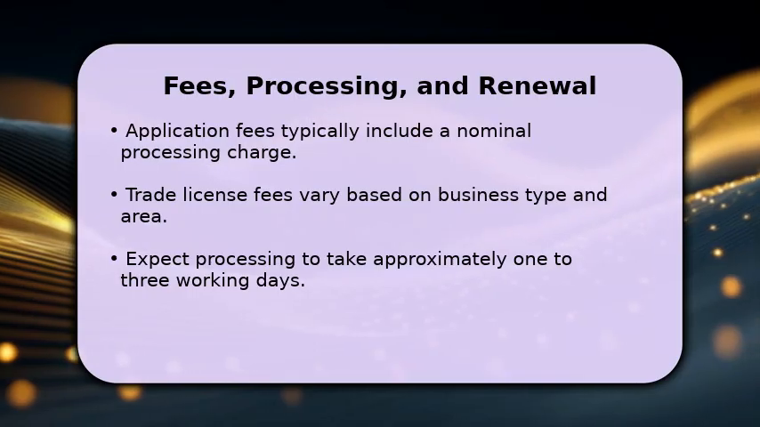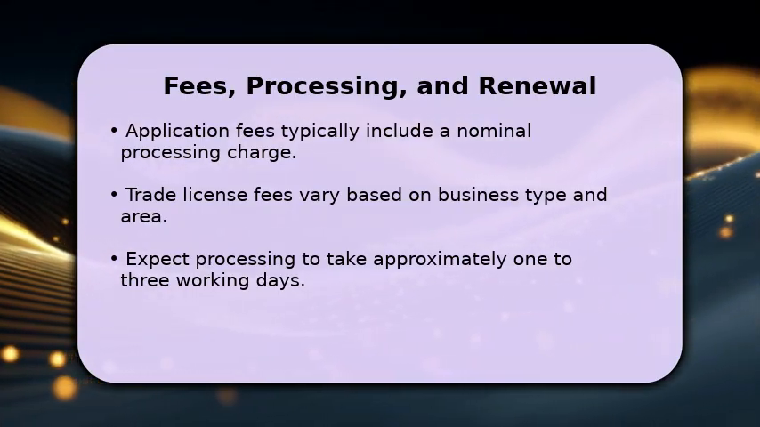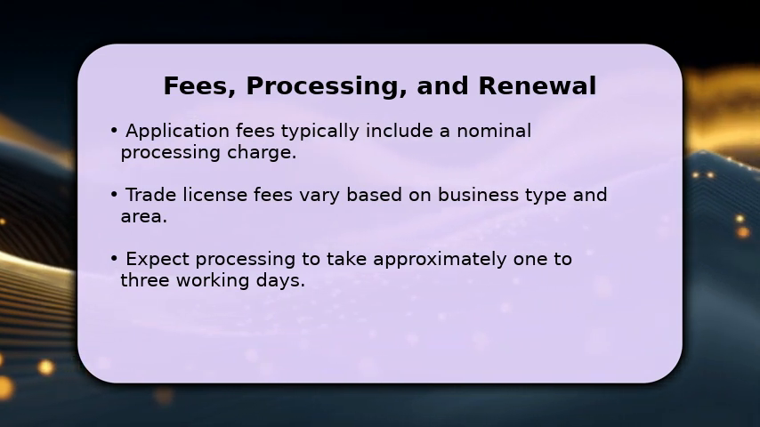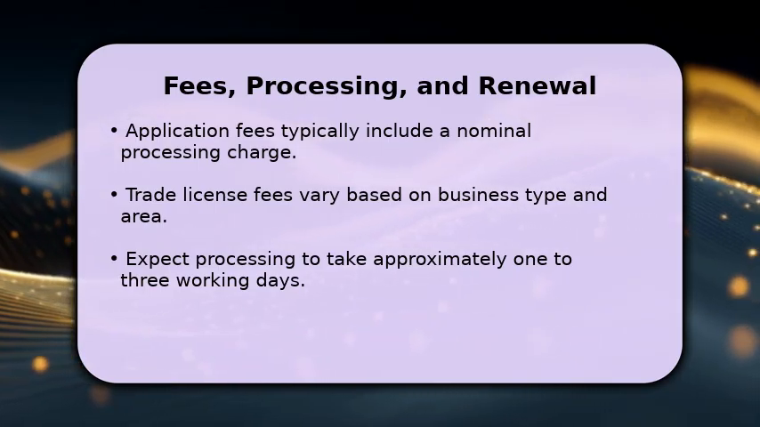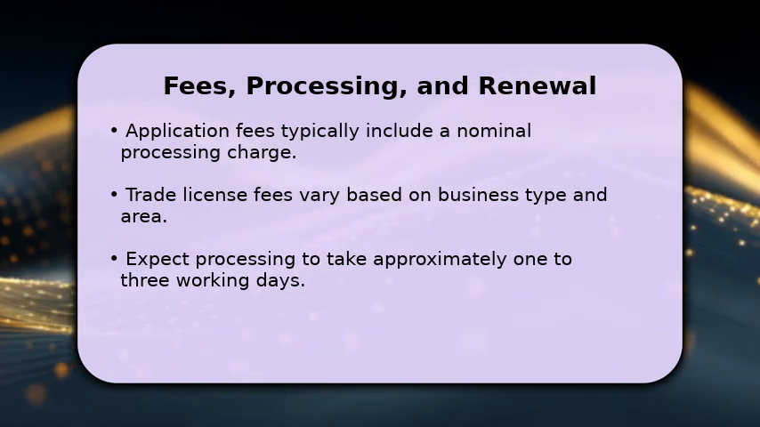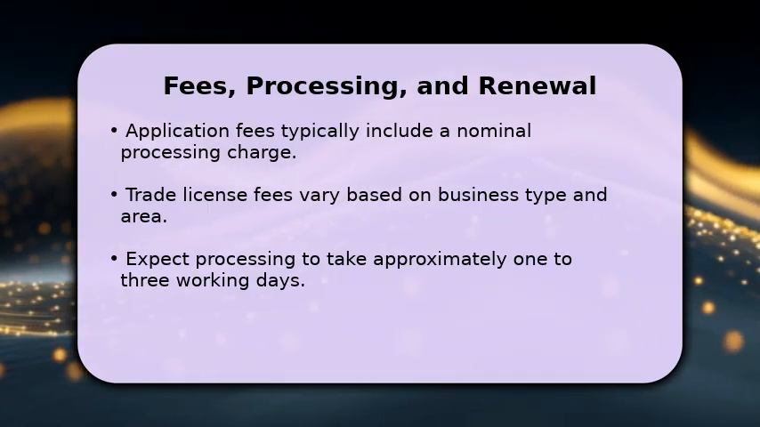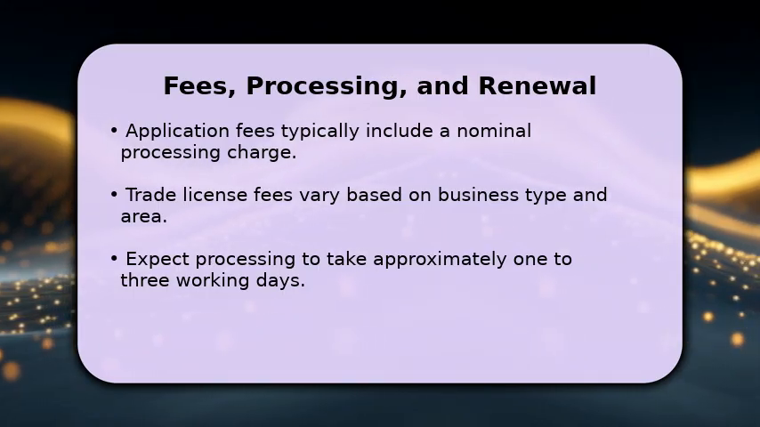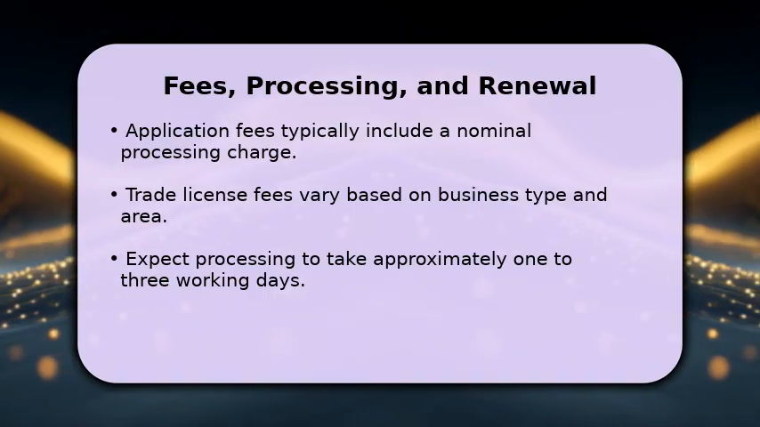Regarding fees, a nominal processing charge, often around 50 rupees, is usually part of the application. The main trade license fee varies significantly, depending on your business type and the area of your premises. Typically, the application processing takes about 1 to 3 working days. Remember, trade licenses require annual renewal. You can conveniently renew online by paying the appropriate fee, as operating without a valid license can result in fines and other penalties.